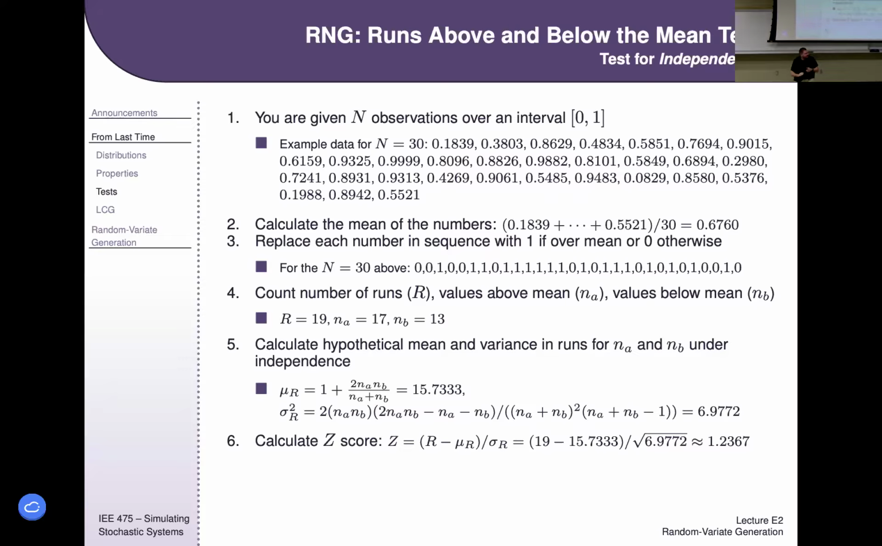We take the number of runs we measured, 19, and ask what the z-score of that is relative to our null hypothesis. So we subtract off the expected number of runs, and we divide by the standard deviation, remember, the square root of this thing. That gives us a z-score of 1.2367. So we are about one standard deviation away from the mean.